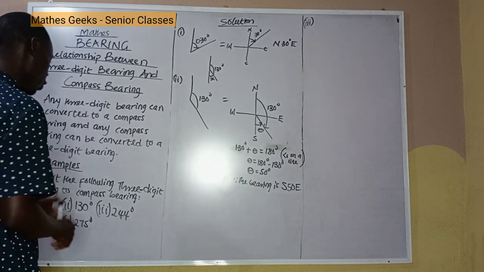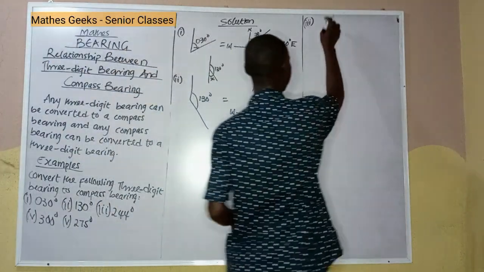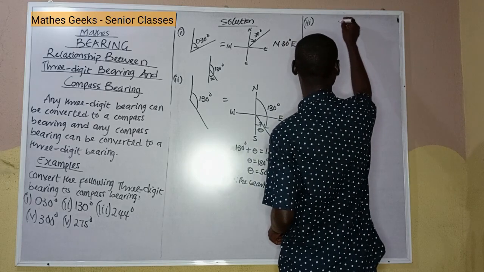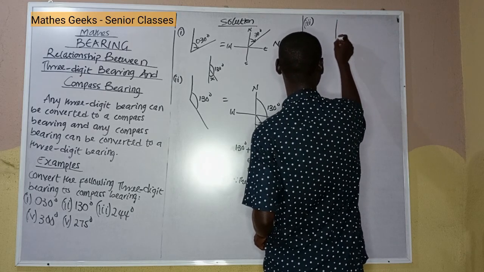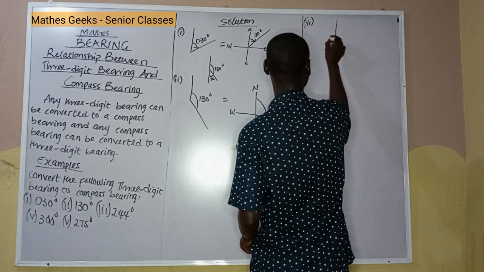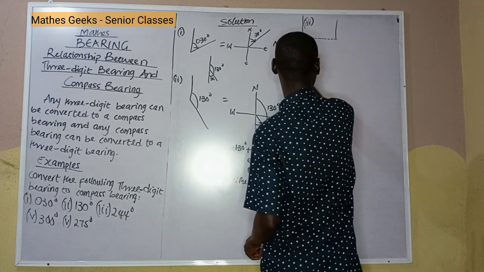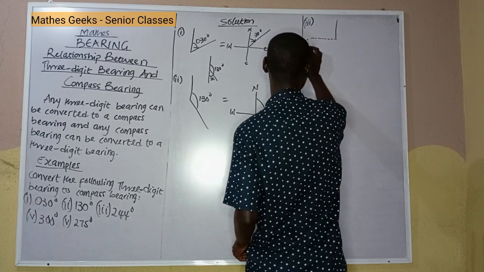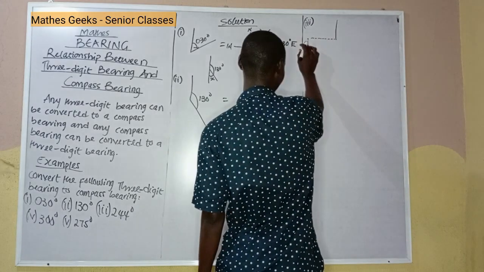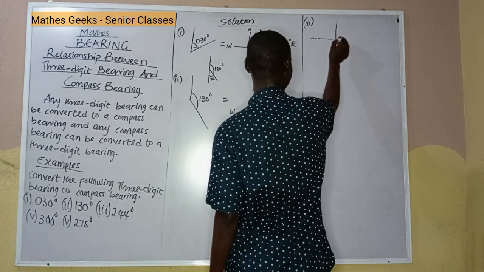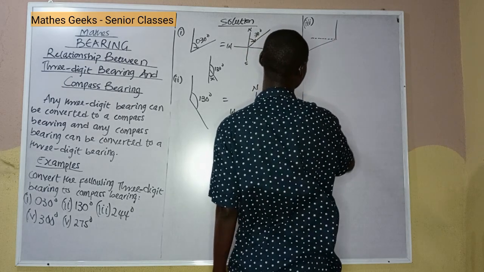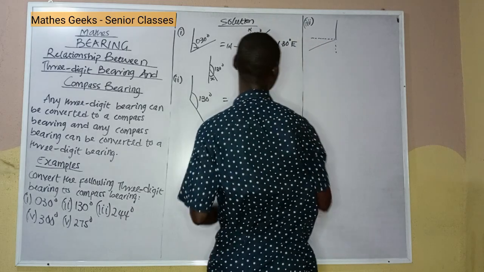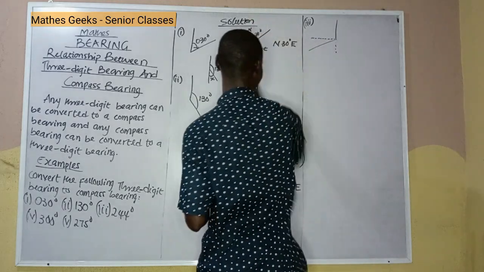It says 244 degrees. 244 degrees in the 3-digit bearing would be like this. So this is the north, and remember that if you are coming from the north and you move westerly, that would be 270 degrees. So 244 degrees is less than 270 degrees. So it should be like this, which if you are going to the south is 180. So from 180, moving this way, you are going towards the westerly direction.